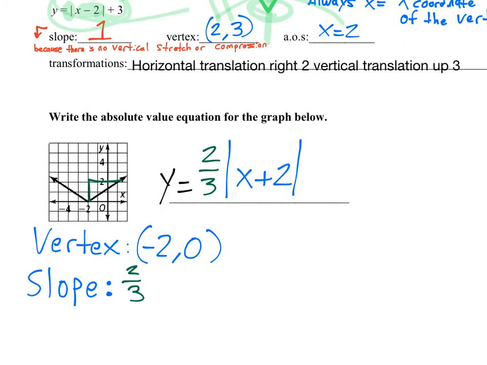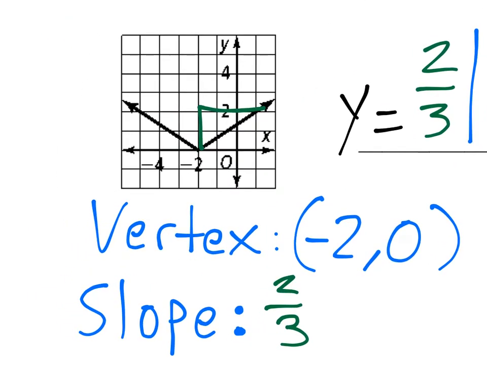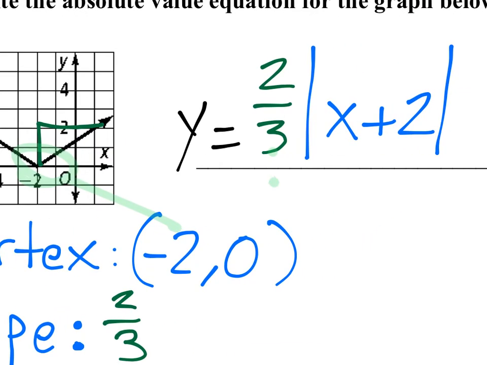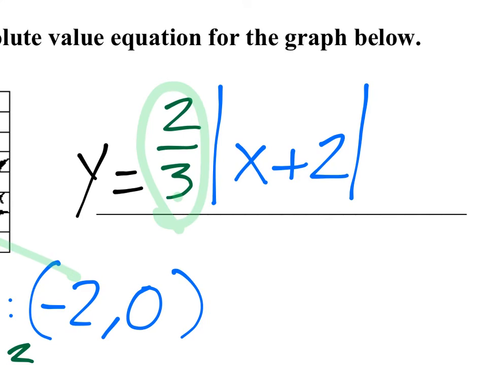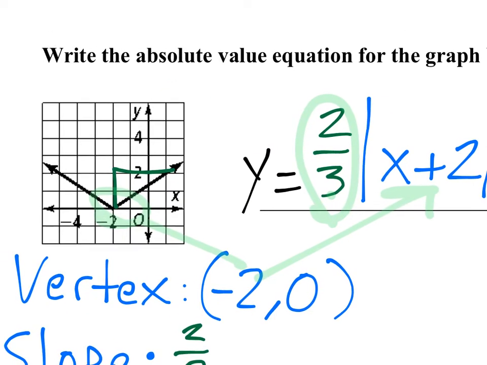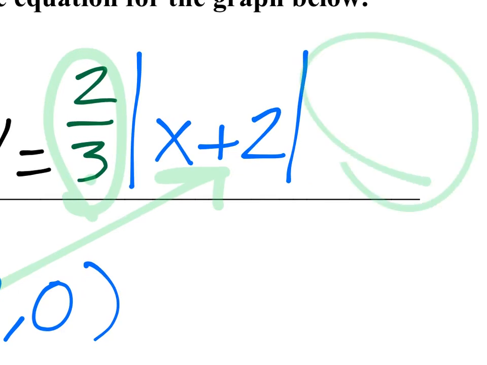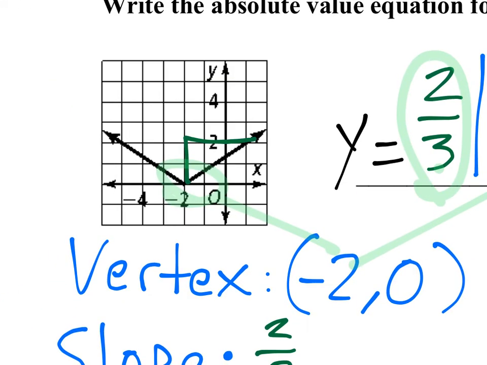All right, so write the absolute value for the graph below. I need to find my vertex, which is at -2, 0. I need to find my slope, which is an up 2/3. So here's my slope, up 2/3. My x needs to be with the opposite of -2, which is a +2. Notice how we don't have a number on the end here because I did not move up or down anywhere. The vertex naturally starts at 0, 0. All I did was move to the left. I didn't move up or down, thus my y-coordinate is still a 0.